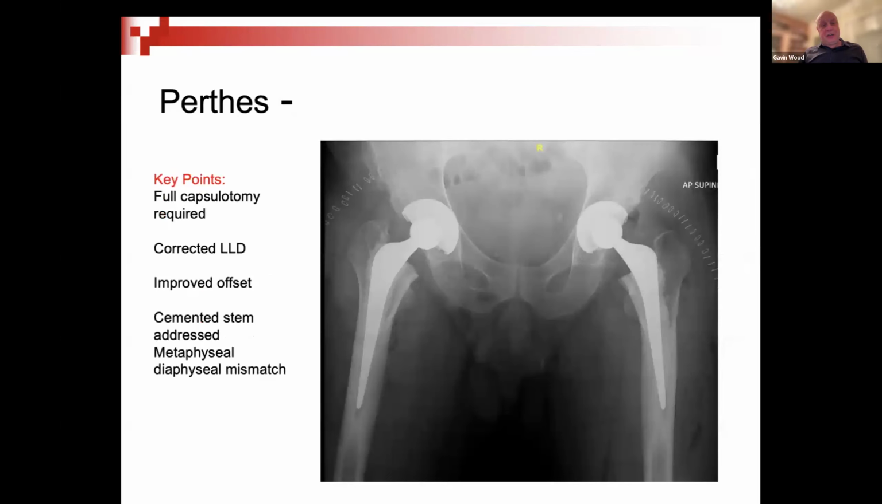So the key points here is that you'll often have to do a full capsulotomy to try and restore the leg length, get rid of the fixed flexion deformities. You want to improve the offset. Here, a cement stem was used to try and address the metaphyseal-diaphyseal mismatch, and the acetabulum or the cups were medialized to try and get past that rather abnormal satellite dish type acetabulum.